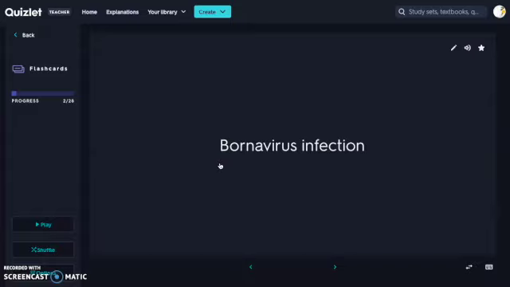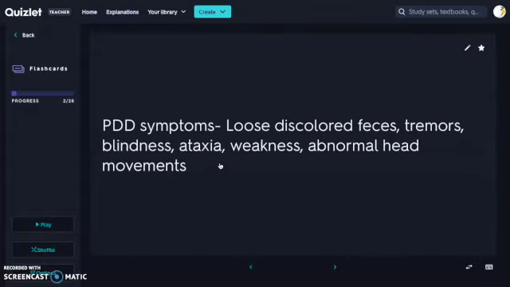Bornavirus infection is called PDD. The symptoms of PDD are going to be loose discolored feces, tremors, blindness, ataxia, weakness, and abnormal head movements. So the head is going to kind of be tremoring a little bit or shaking side to side. PDD is very serious for our birds. It is something that you need to be aware of, and is something that hits our parrot friends.